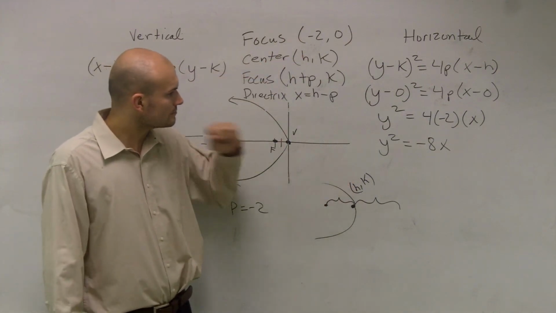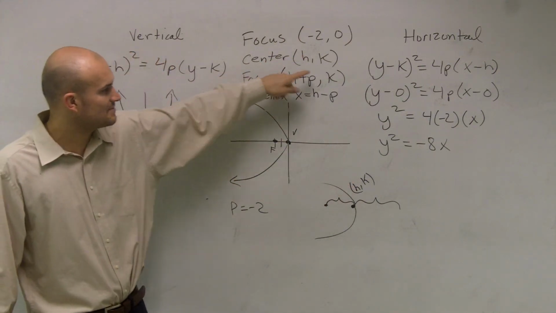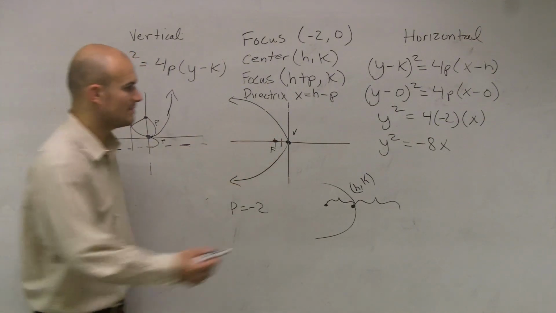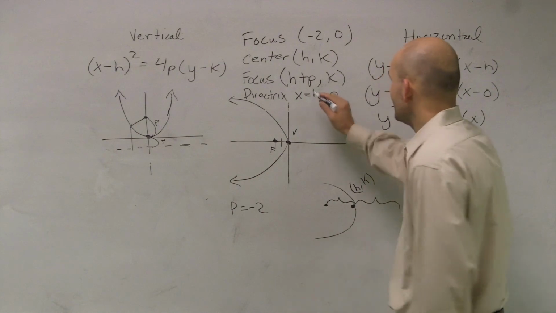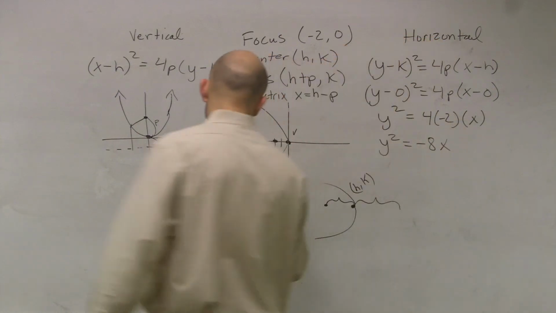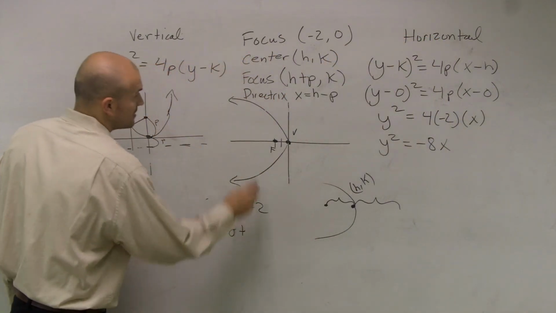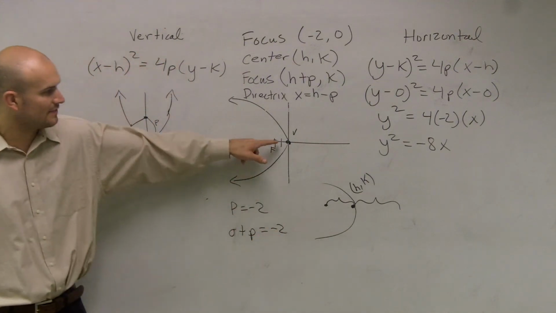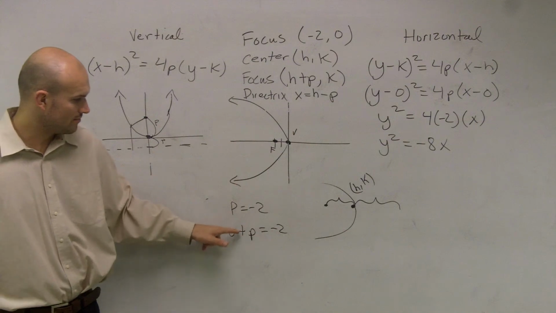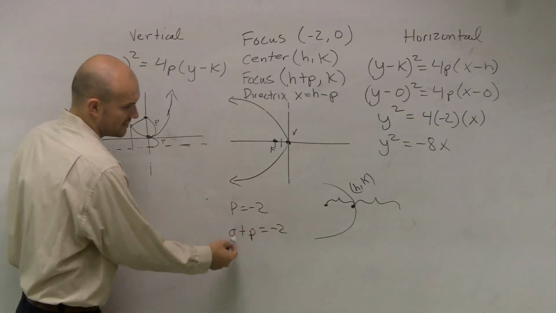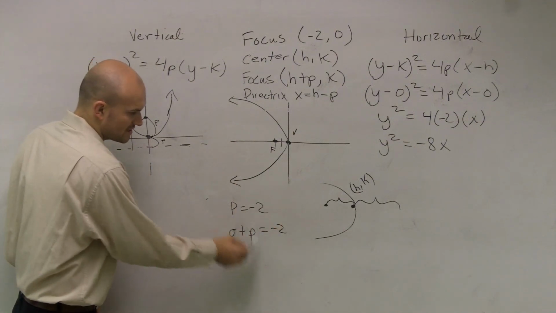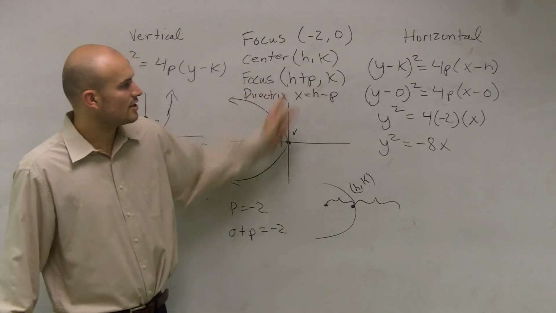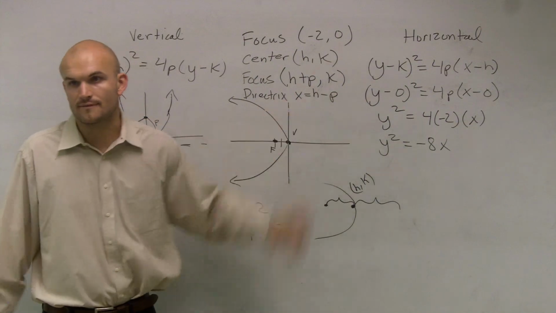So if I said h plus p, well, where is my focus? My focus was -2, right? So think about it this way: 0 plus p equals -2, because I figured out that distance was -2. So what does this have to be? Well, the 0 doesn't even matter. So p equals -2. That's why I automatically got p is -2, so I just plugged it in.